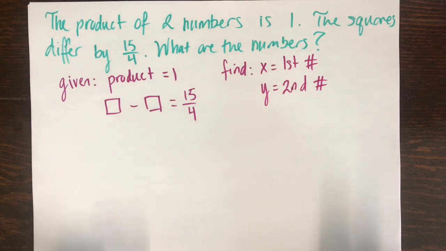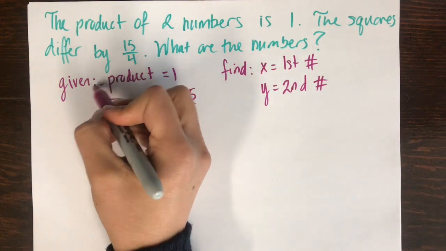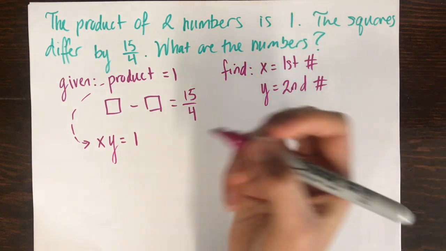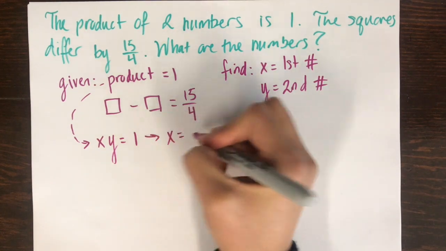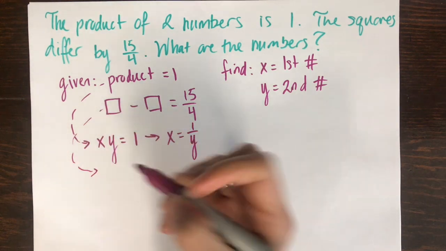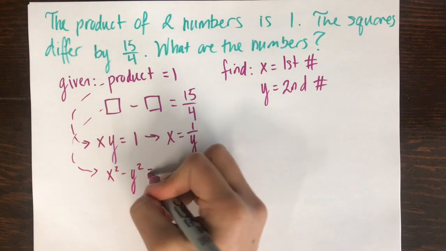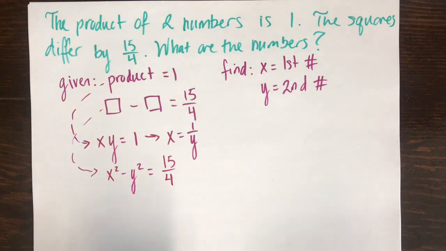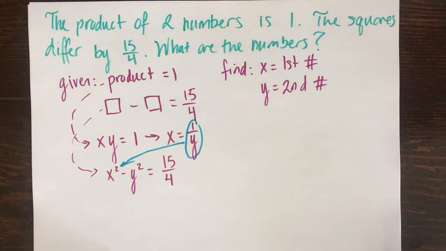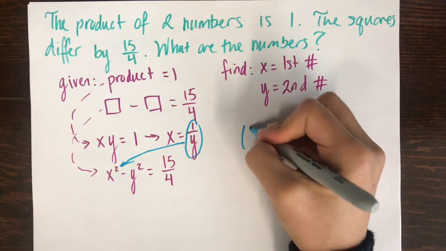So what I want to find is two numbers, the first number and the second number. I'm going to call them x and y. So I'm going to make two equations here. First is that their product is equal to 1, so x times y is equal to 1. And I'm going to solve x in terms of y, so I'd have x is equal to 1 over y. Next, I would make my second equation, one square minus the other square equals 15/4. So let's go ahead and say x squared minus y squared equals 15/4.